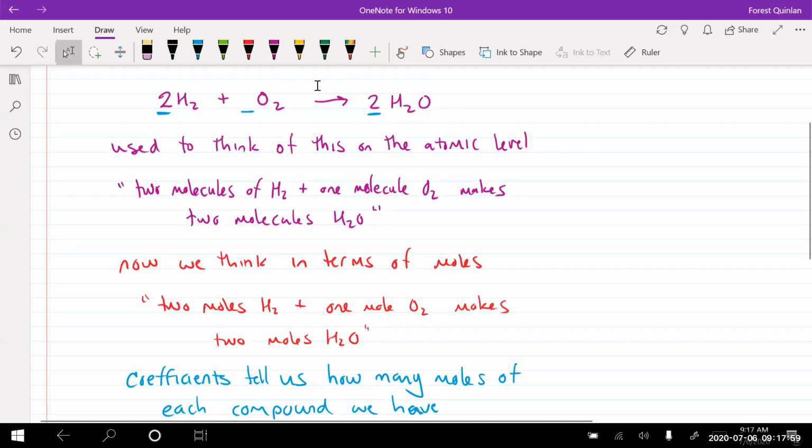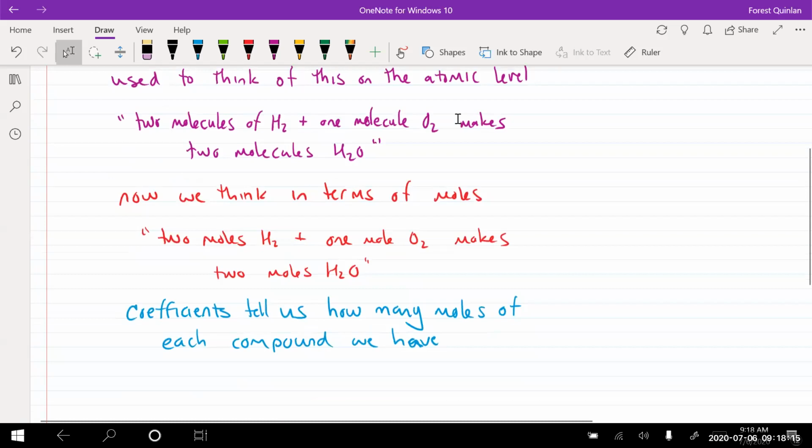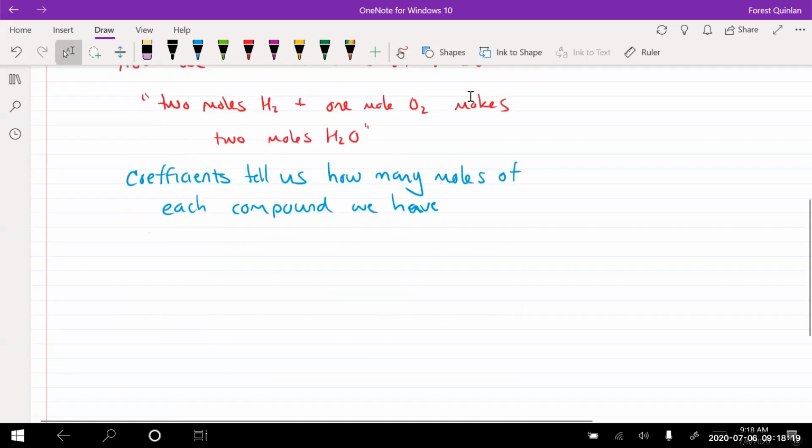So I'm going to rewrite this equation so we can have it on hand. I'm going to scroll down and rewrite it, because what I want to point out is something that's probably already clicking in your brain, even though we haven't talked about it, and that is the ratio between each of these products and reactants. So I had two hydrogens plus an oxygen goes to make two waters.